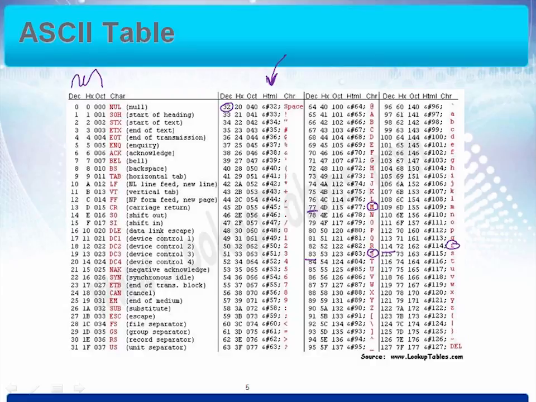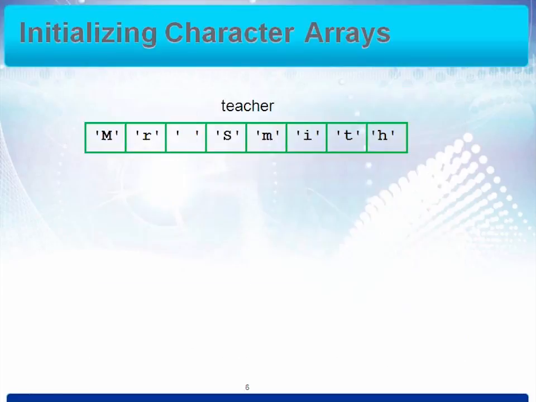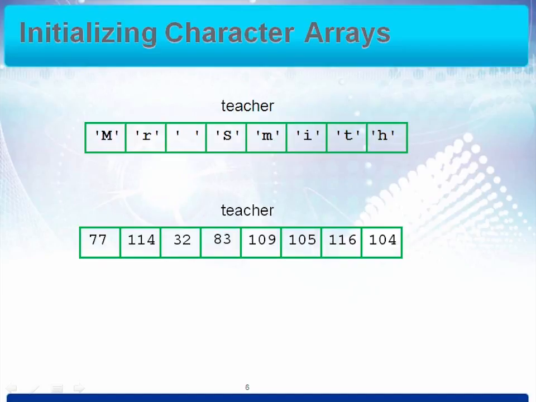So those are the actual values that are stored in that character array. We represent them as characters because it's easier for us than trying to remember that 77 is a capital M and 114 is a little r and a blank is 32 and so on and so forth. But that's what the computer sees, and then it's just output in a way that we understand it as characters.